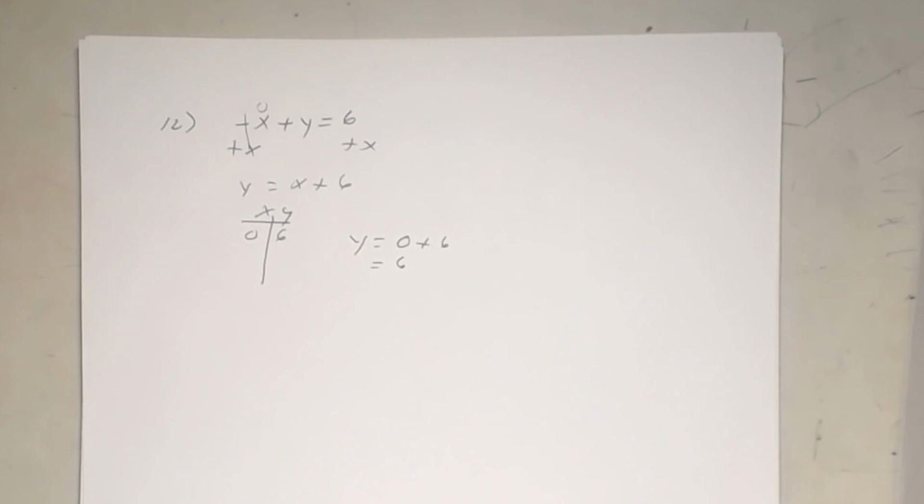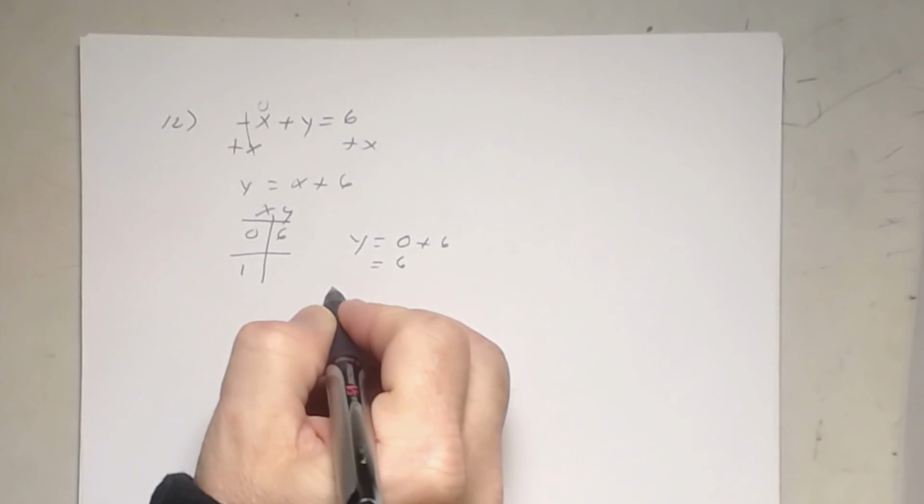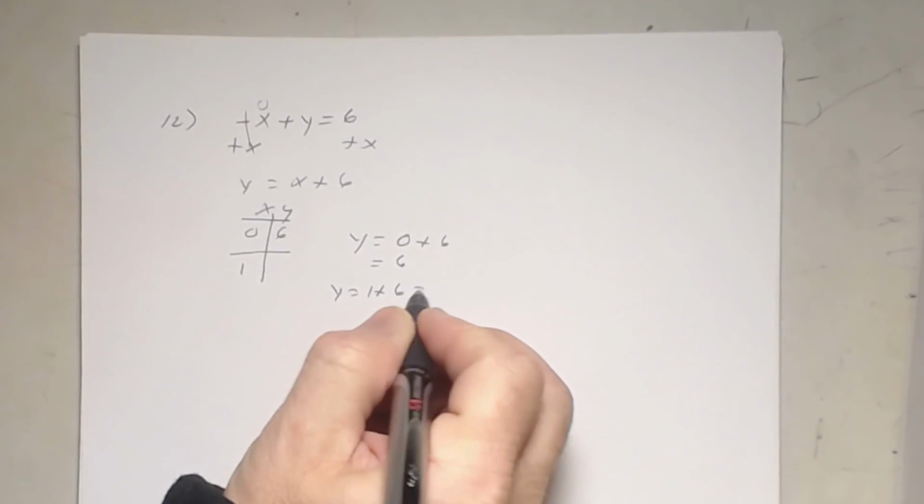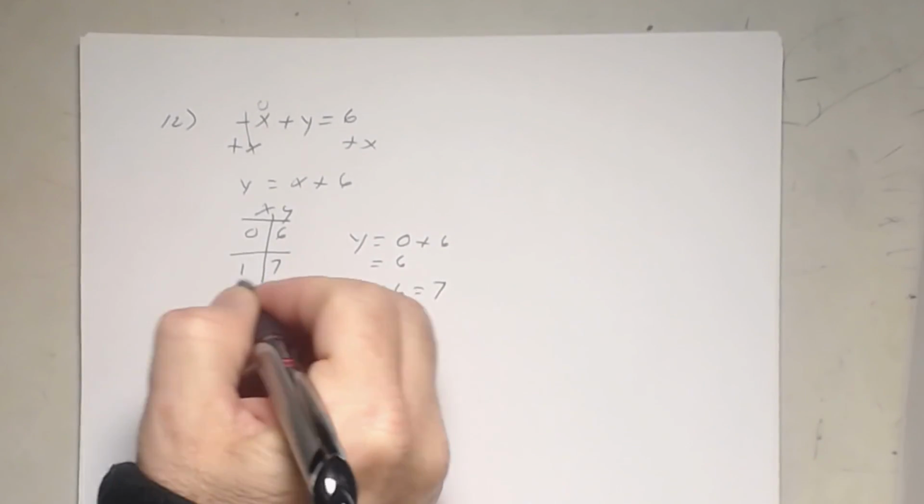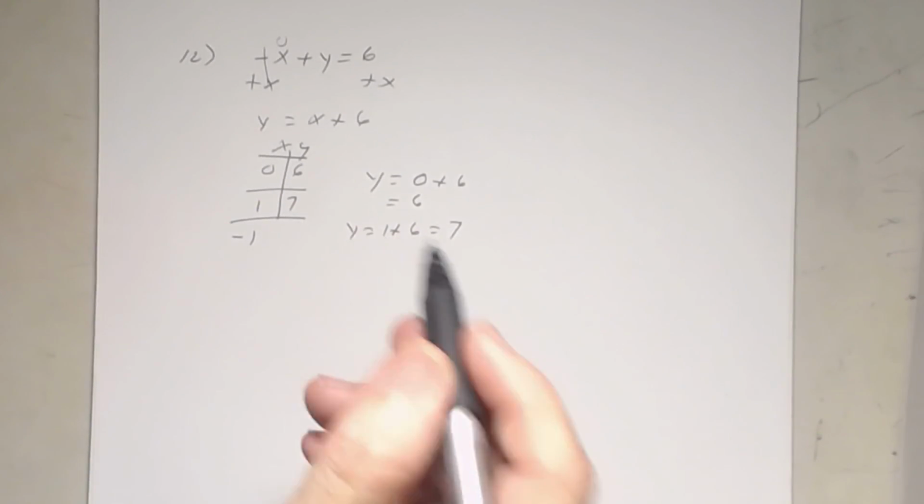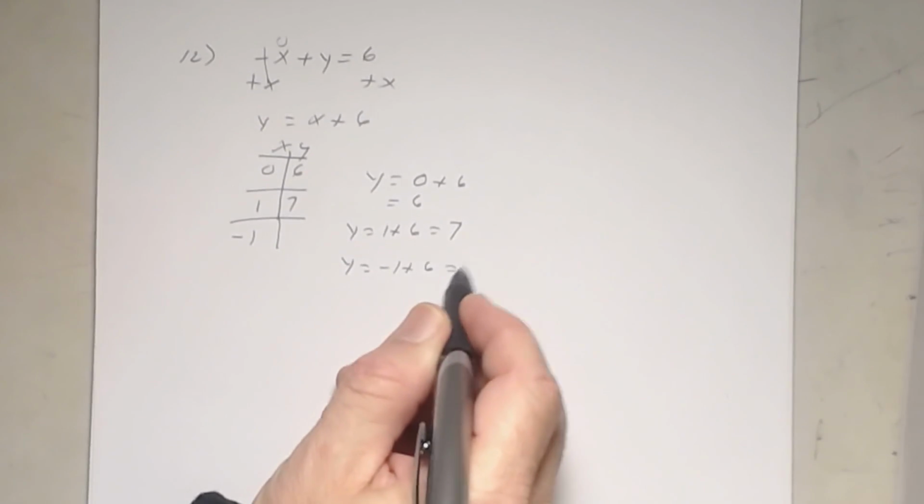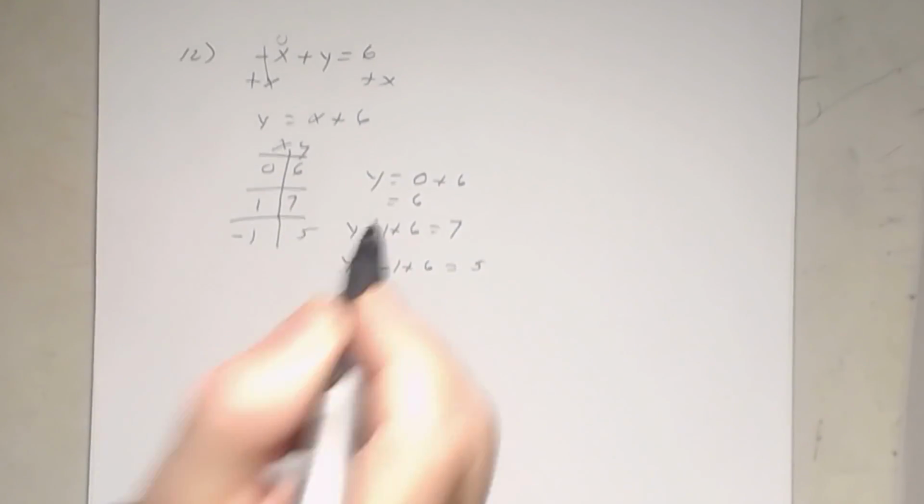Give me the positive number. 1. If x is 1, I get y equals 1 plus 6, which is 7. Give me a negative number for x. Negative 1. Then I get y equals negative 1 plus 6, which is 5. Okay.